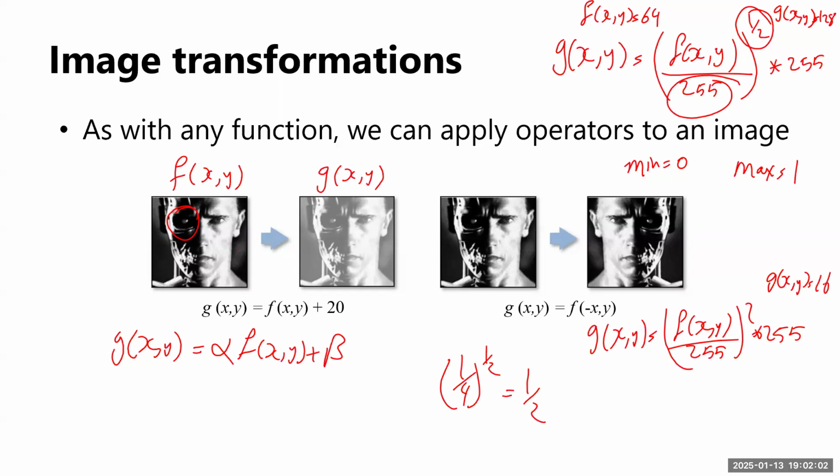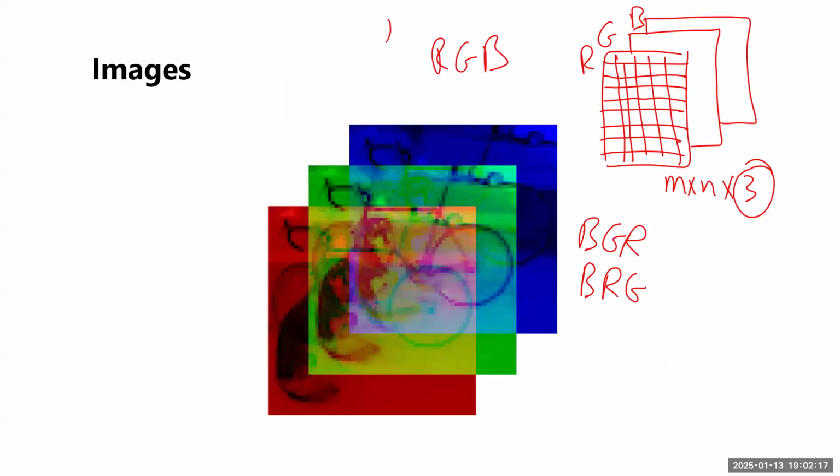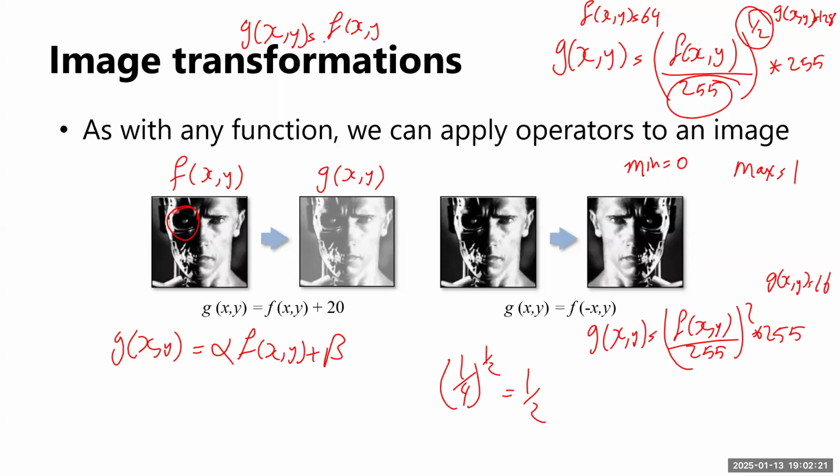So this way we reduce it. That's what we call the gamma adjustment. By changing the value here, which we call gamma, you will have g of x, y equal to f of x, y over 255, to the power gamma, times 255.